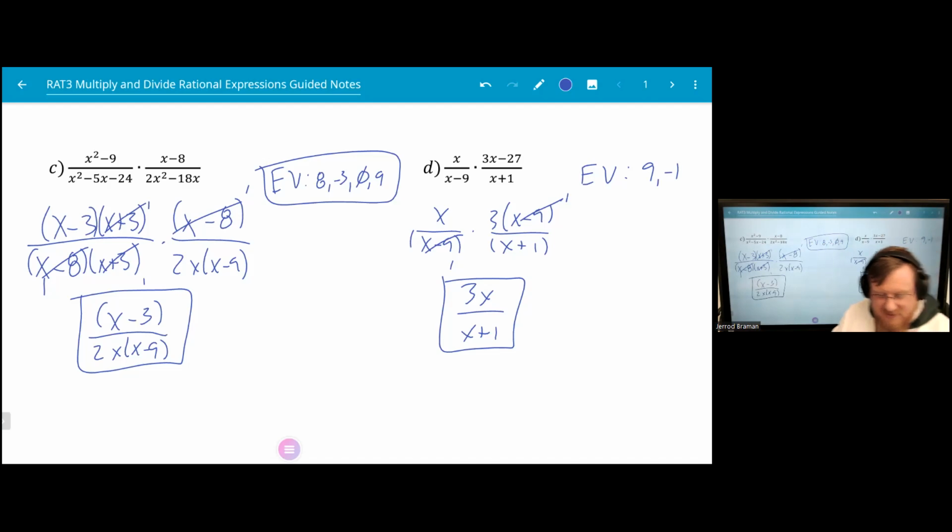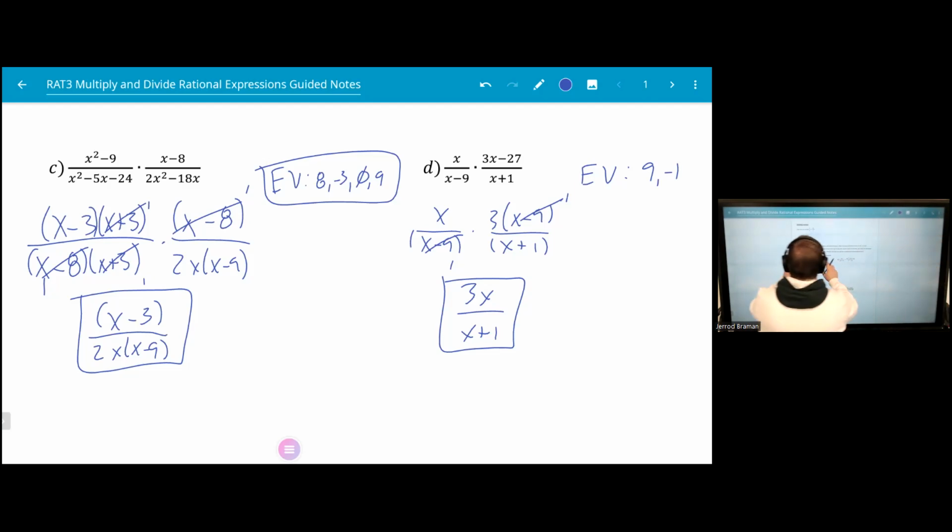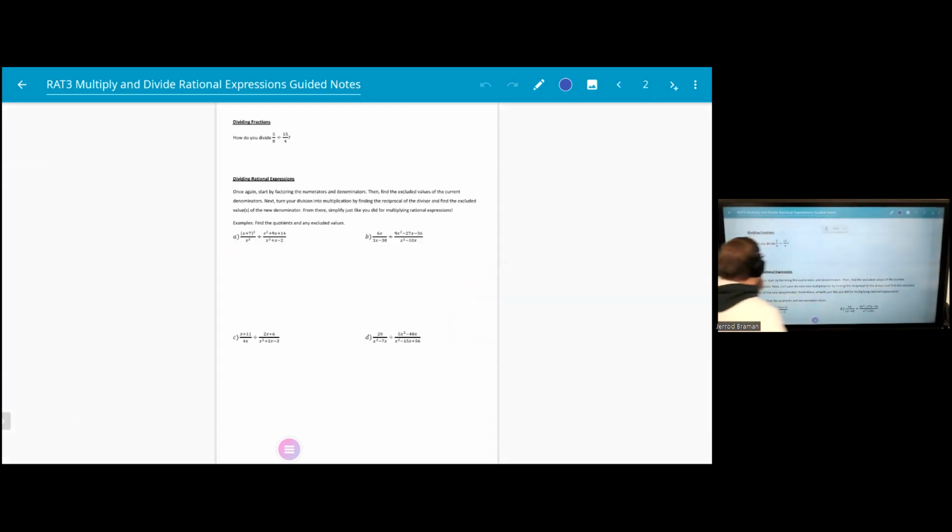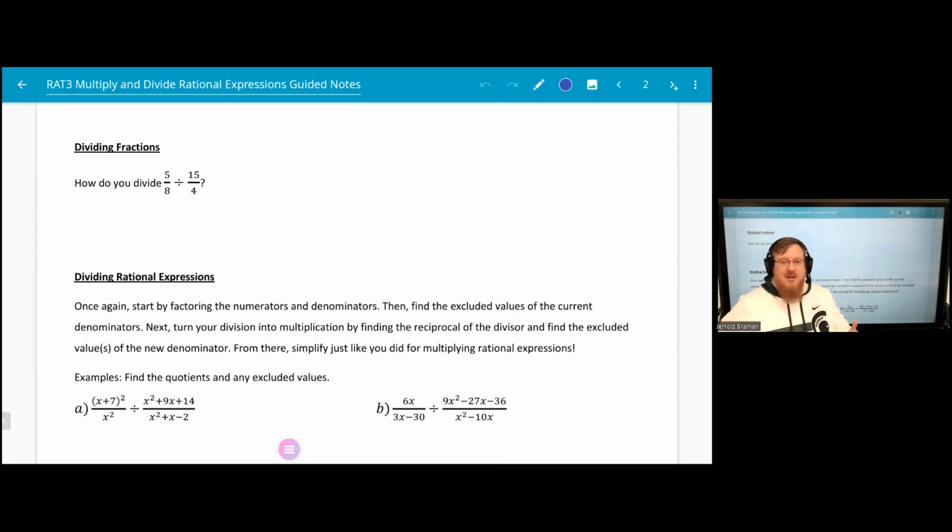All right, multiplying. Okay, we're feeling good. The last part here is we need to divide. How would you divide 5/8 divided by 4/15? Well, if you remember, when you divide by a fraction, you multiply by the reciprocal of what you're dividing by. So instead of 5/8 divided by 4/15, we're going to make this 5/8 times 15/4. We flipped it. We took the reciprocal.